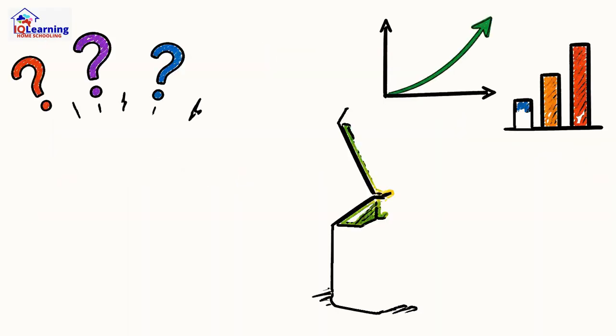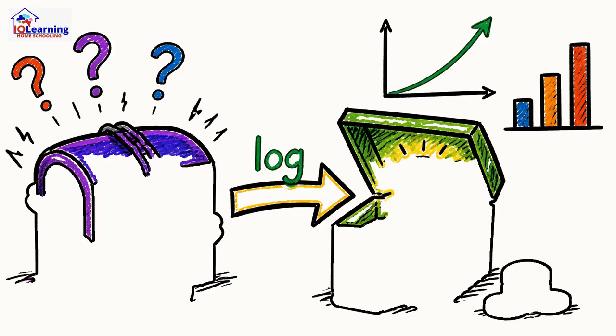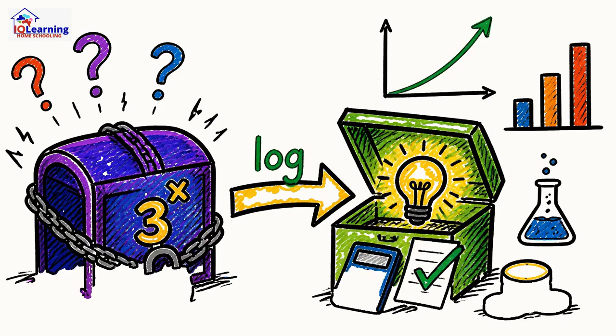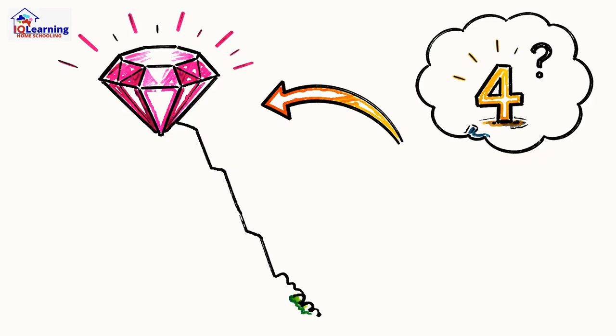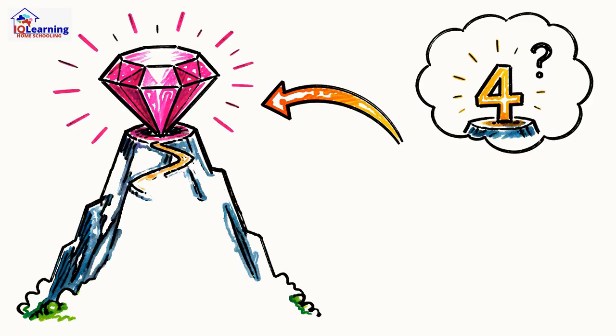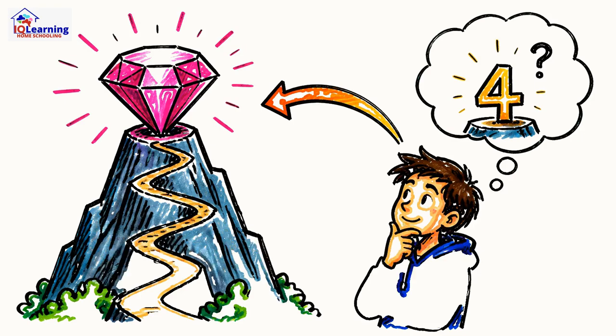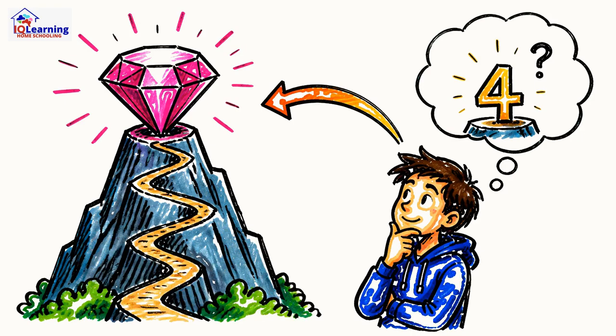Logarithms turn impossible exponential puzzles into straightforward calculations. They are essential for understanding anything that grows exponentially, from finance to science. So, logarithms aren't just abstract rules. They're a way of thinking backwards from a result to find the power that created it. They help us manage numbers on a massive scale, unlocking a whole new class of problems.